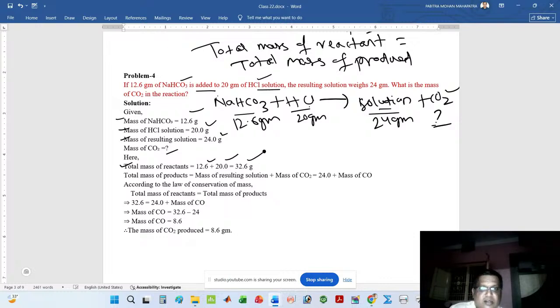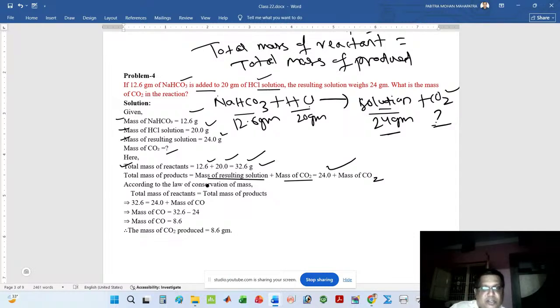Total mass of the reactant is 32.6 gram. Total mass of the product means mass of the resulting solution plus mass of carbon dioxide. So here I can say that mass of the resulting solution is 24 gram. So I can write 24 plus mass of carbon dioxide. This is carbon dioxide, not carbon monoxide.